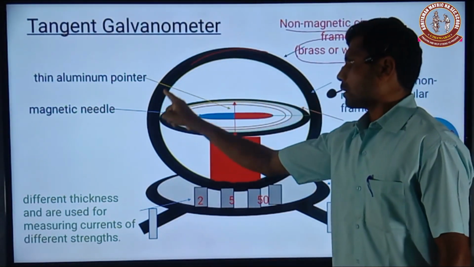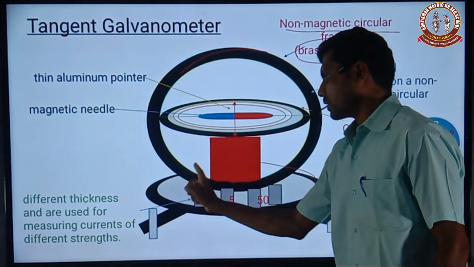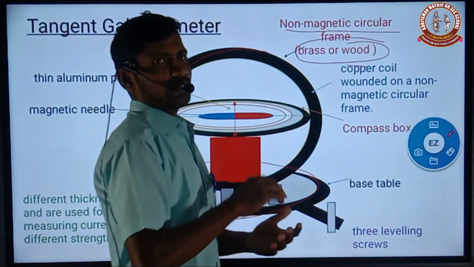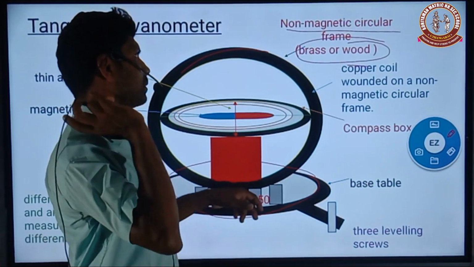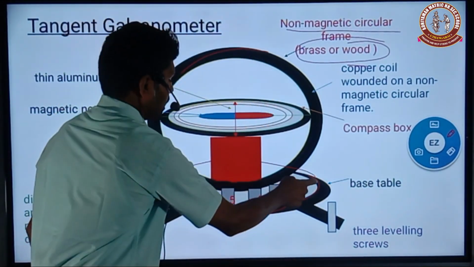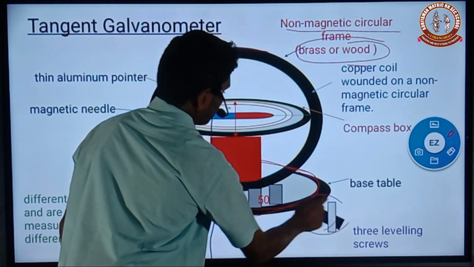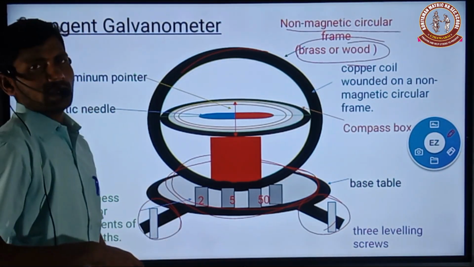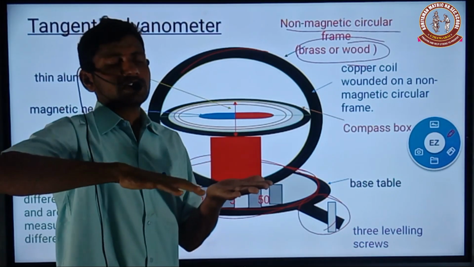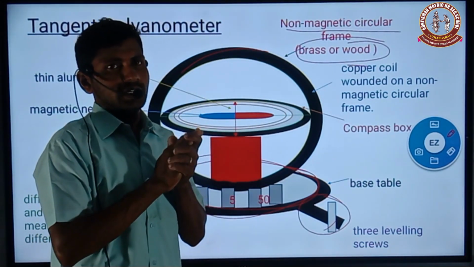This non-metallic frame or coil is placed vertically on a horizontal base table. The vertical coil is placed on a horizontal circular turntable, which is provided with three leveling screws. The three leveling screws are adjusted so that the base table is exactly horizontal and the vertical coil is exactly vertical.